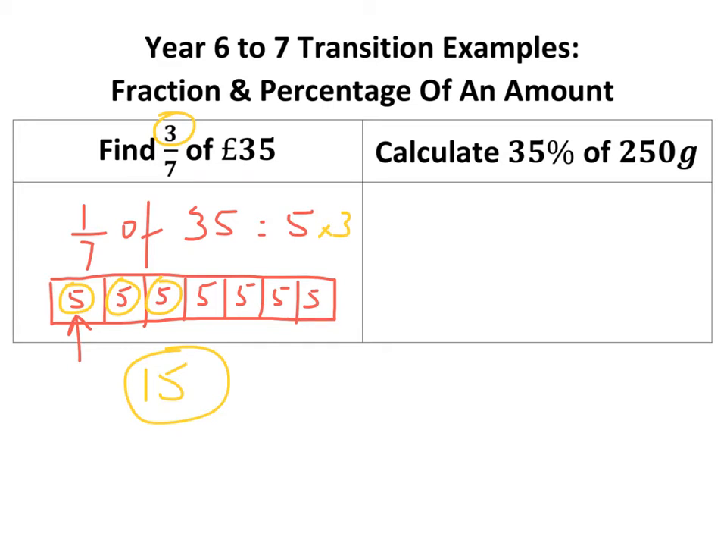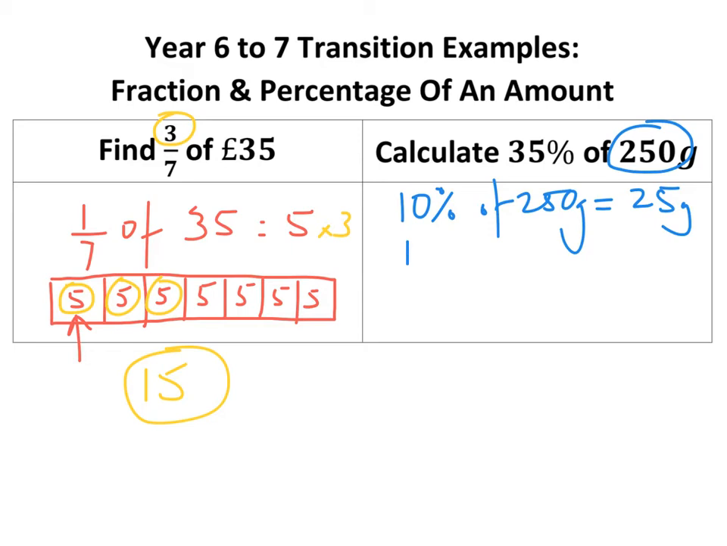Now then, looking at percentage of a number, I'll just check I've changed the colour. I have. Good. So here we go. Calculate 35% of 250 grams. So you could calculate 10% of 250 grams. Now, 10%, I'm dividing this up into 10 equal bits of 250 grams. So that would be 25 grams.